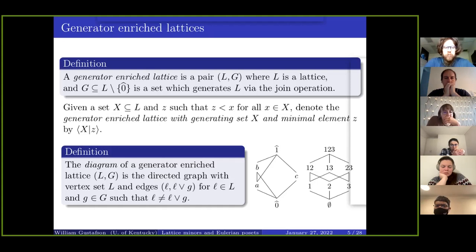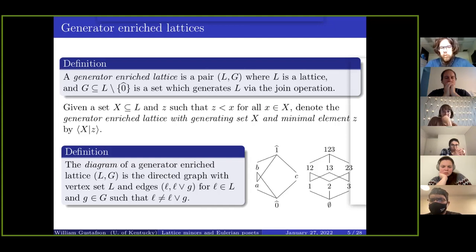You can depict generator-enriched lattices with a diagram, which is analogous to Cayley graphs for groups. So it's the directed graph with vertex set the elements, and each edge corresponds to going up by a generator. On the right there, these are the diagrams for the two lattices on the last page when they're enriched with the set of join irreducibles.